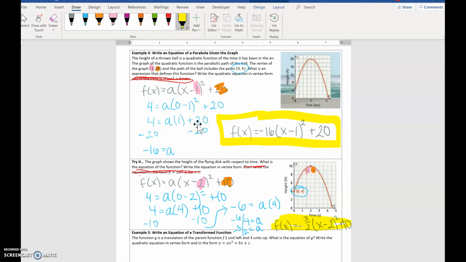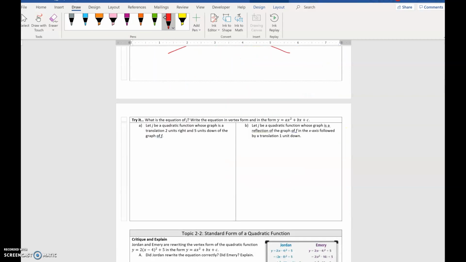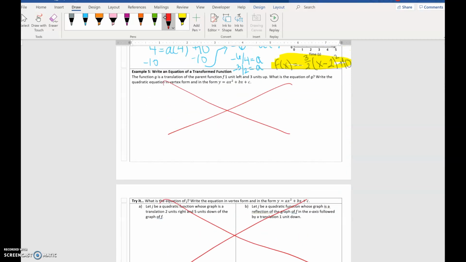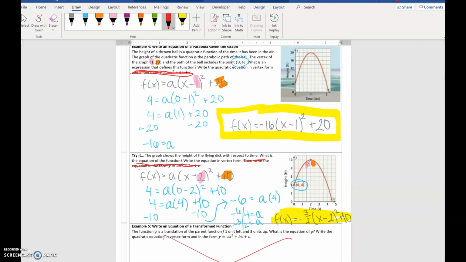Okay, with that, we actually are going to skip these ones. We're not going to do them in class either. So again, those we're not going to cover. So that is the end of topic 2, section 1, so vertex form.